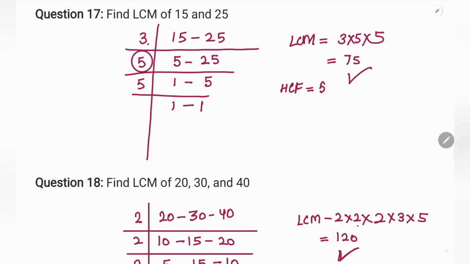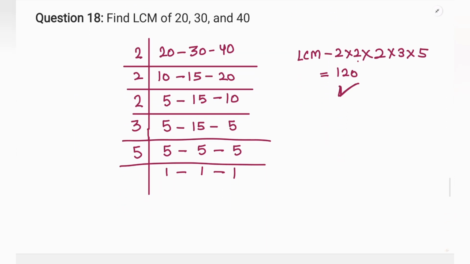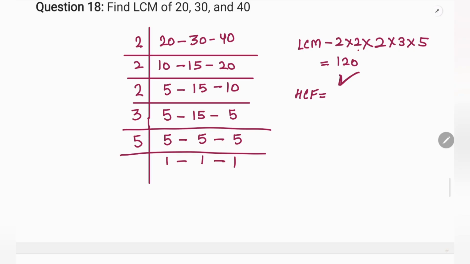It's very simple. This is a short trick to find HCF and LCM by the same method only. Okay. Here HCF of 20, 30, 40. Is this 2 dividing all these numbers? Yes. So take this 2. Is this 2 dividing all these numbers? No, because 2 is not dividing 15. Is this 2 dividing all these numbers? No, because 2 is not dividing these 2.